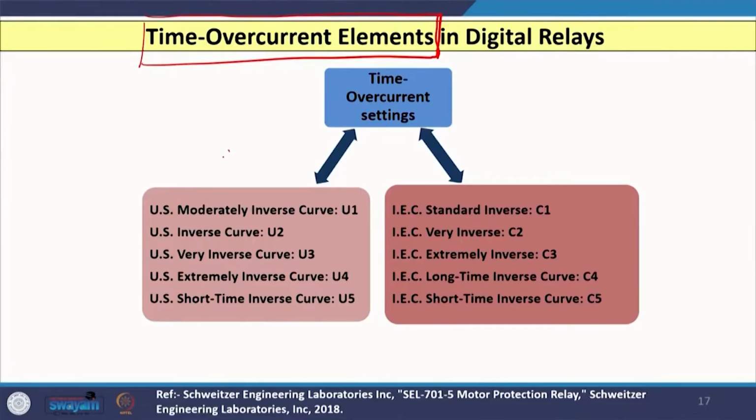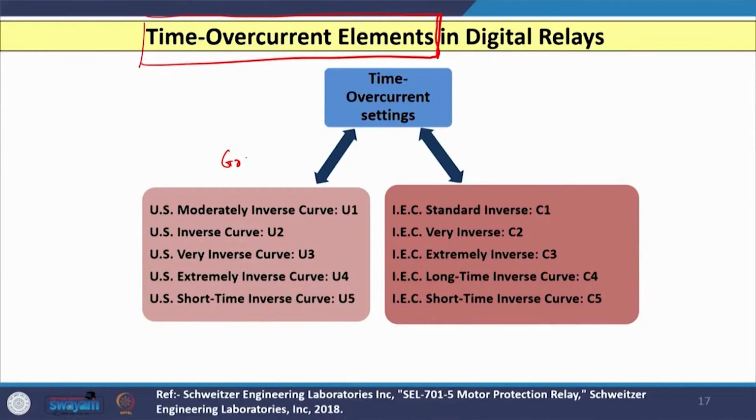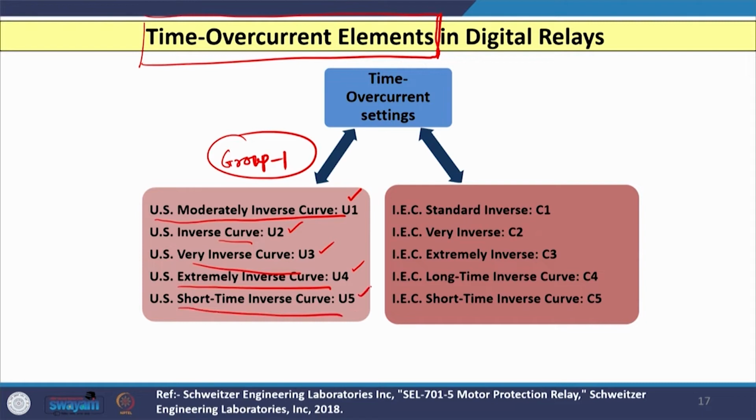In digital relay, time overcurrent element settings are normally given in two groups. So, group 1 contains different curves, 5 curves let us say, and these curves are starting from US moderately inverse curve given as U1, US inverse curve given as U2, US very inverse curve specified as U3, US extremely inverse curve specified as U4 and US short time inverse curve specified as U5.